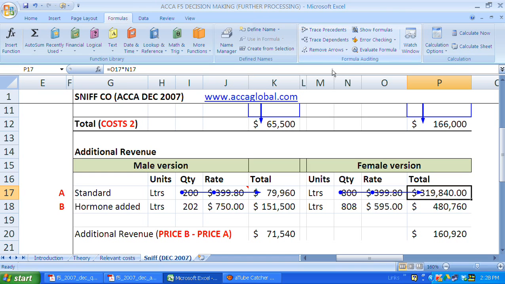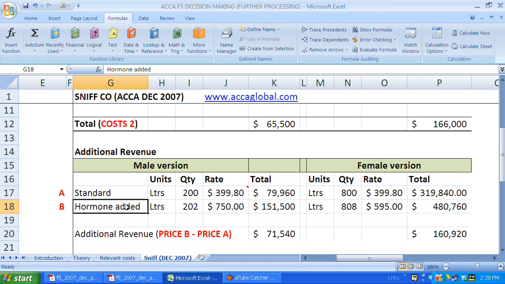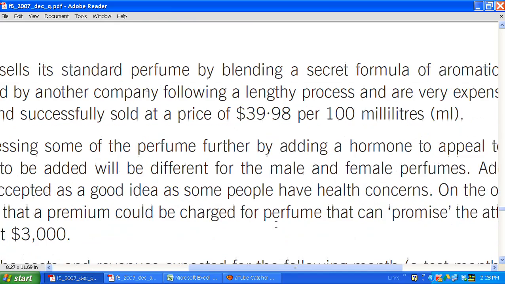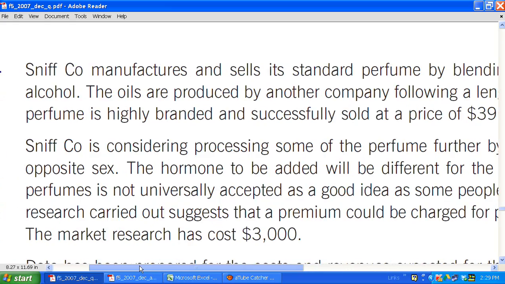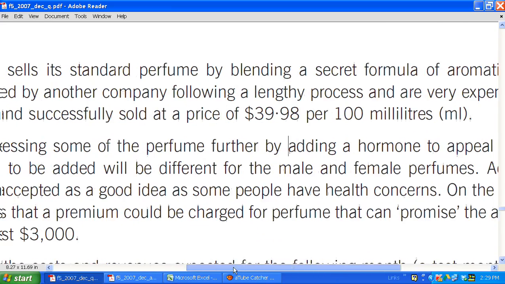And when you multiply this side, the 800 for the female version times the normal rate, you get 319,840. So I hope this one is clear. Now, how about when the product is added? Where am I getting 202 from? Let's see where I'm getting 202 from.